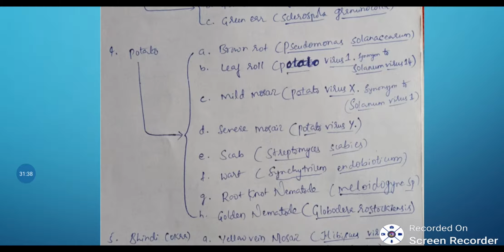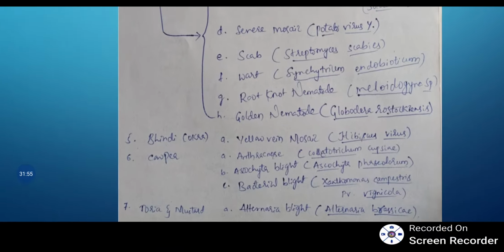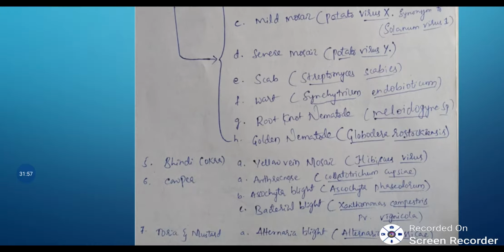Scab, caused by Streptomyces scabies. Wart, caused by Synchytrium endobioticum. Root knot nematode, caused by Meloidogyne species. Golden nematode, caused by Globodera rostochiensis. Next, in bhindi, the designated disease is yellow vein mosaic, that is caused by hibiscus virus.